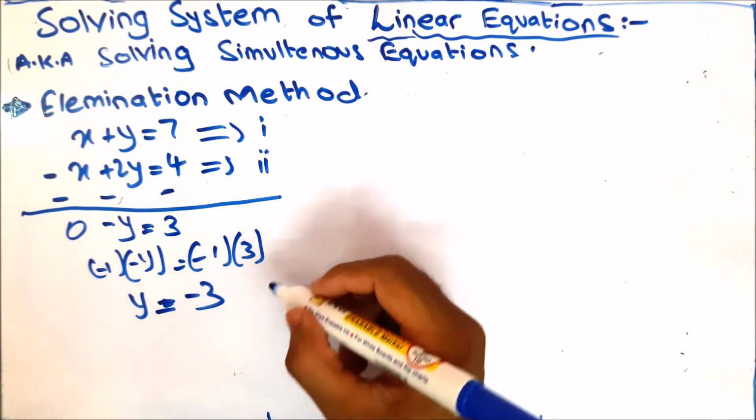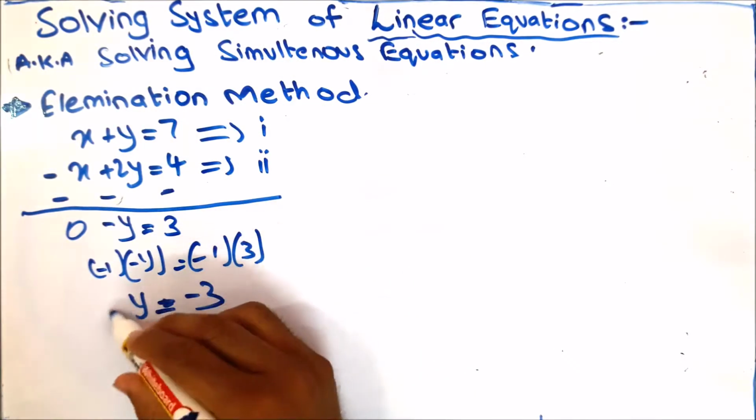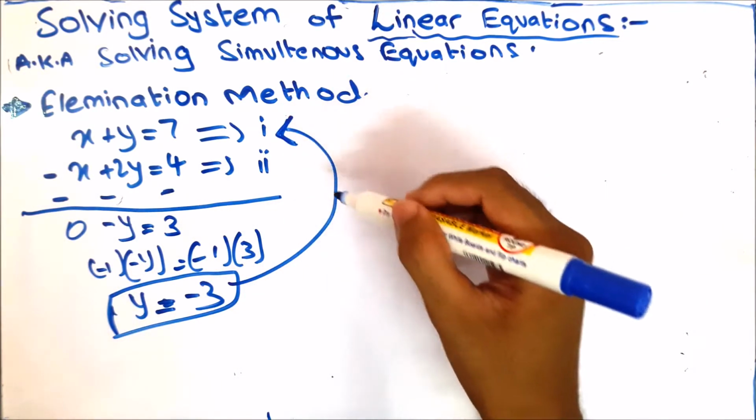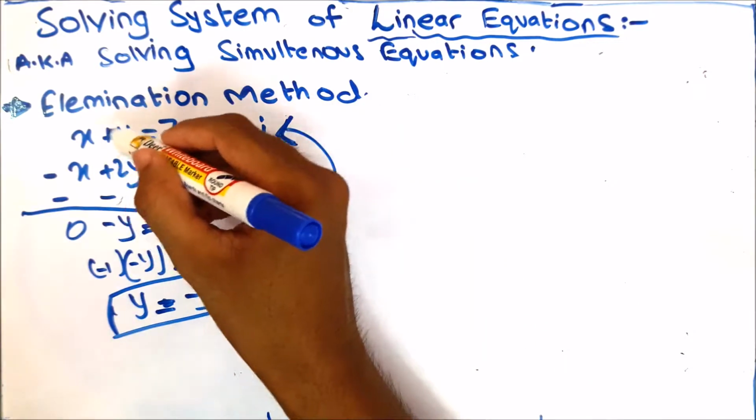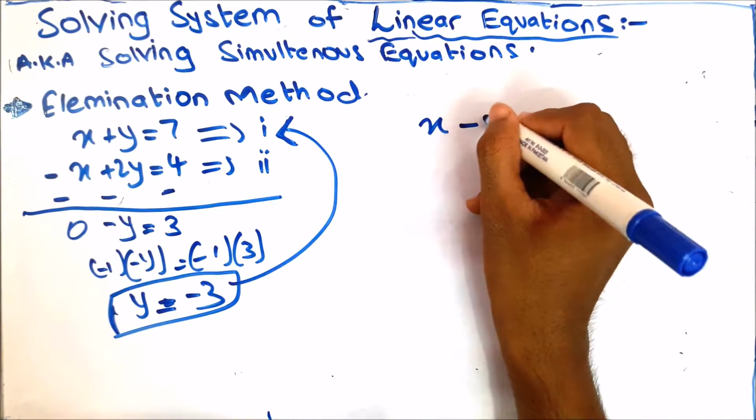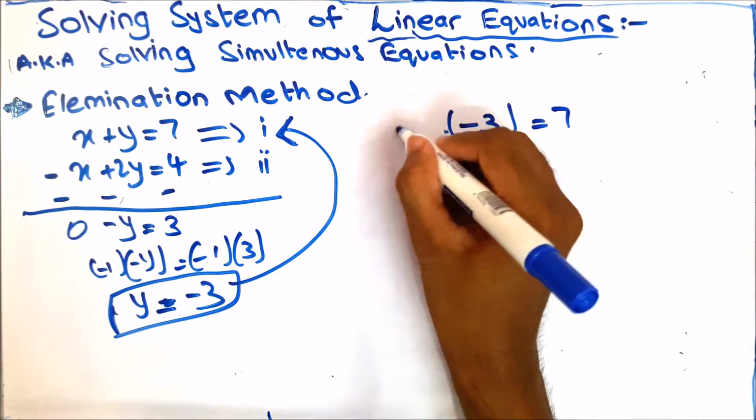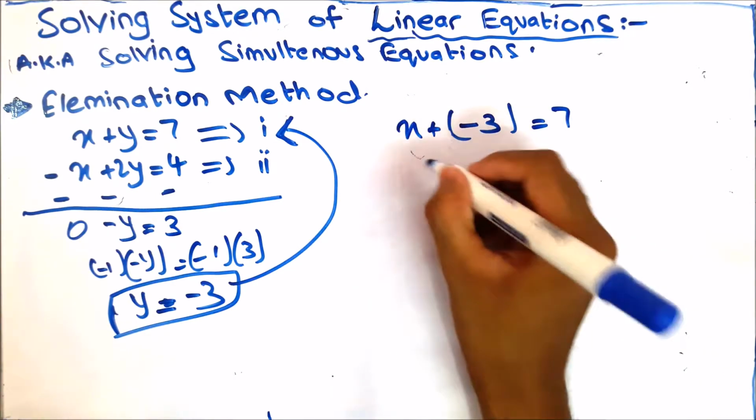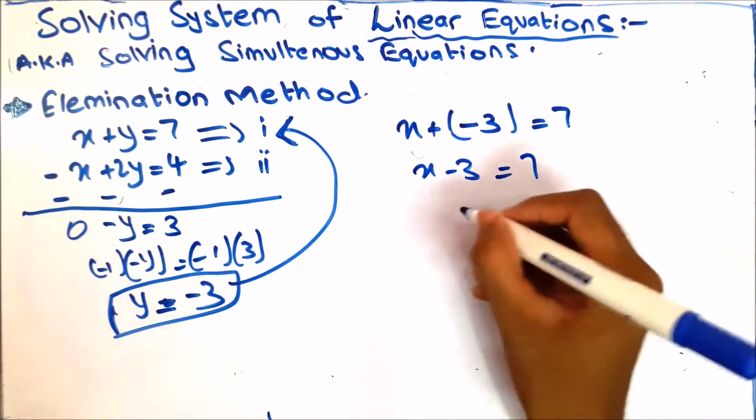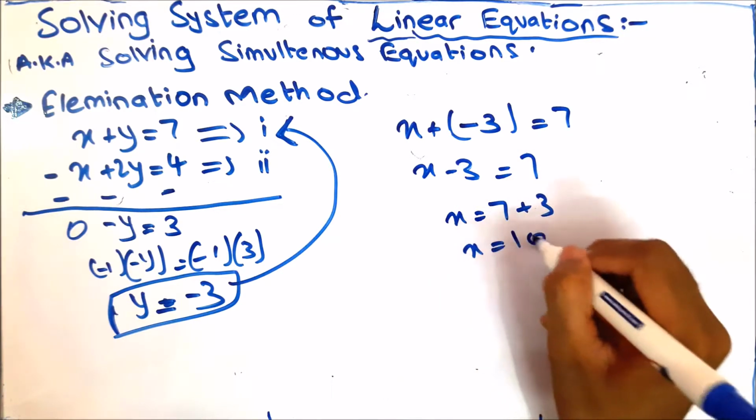Okay, now we have our y, and to get our x, we can put this y is equal to -3 in equation 1. We can put it in either equation, but we can see that this equation is a lot simpler to solve, so we'll go with this one. x plus y is equal to 7, so x plus -3, it will become x minus 3 is equal to 7, and then we add 3 on both sides. We get x is equal to 7 plus 3, x equals 10.